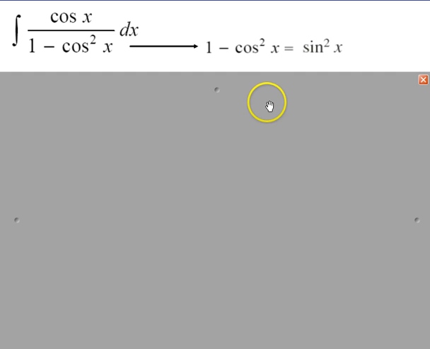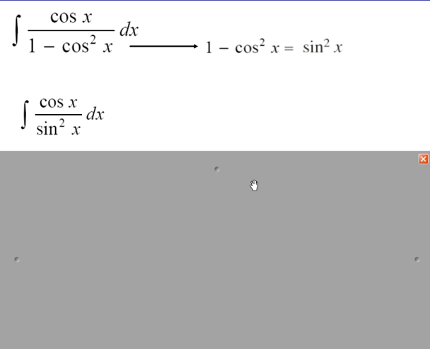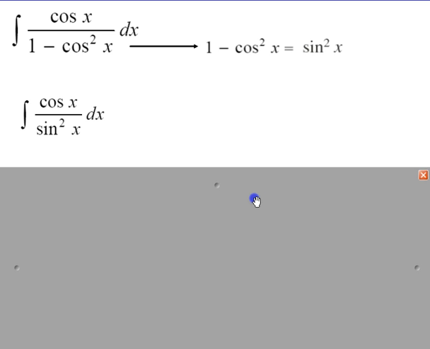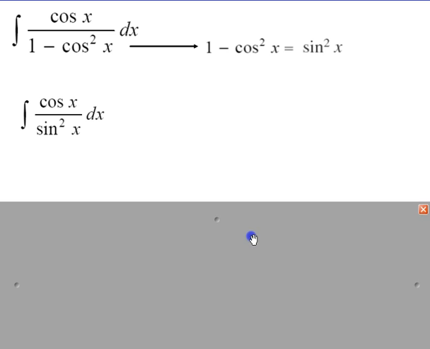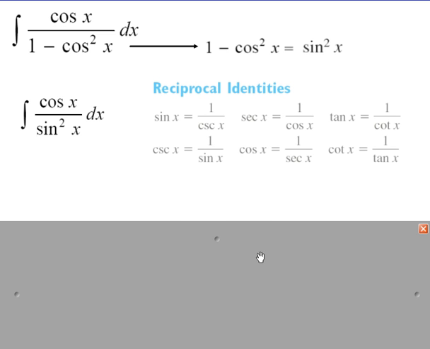So since we know we can change the bottom into sine squared x, we have another quotient, the antiderivative of cosine x over sine squared x. Well, remember before when we were talking about the quotient, I really couldn't do too much with it, so I had to think about how to change that. And anytime I'm trying to change something with trig and quotients, I think of 2 different things. One thing I think about is my reciprocal identities.